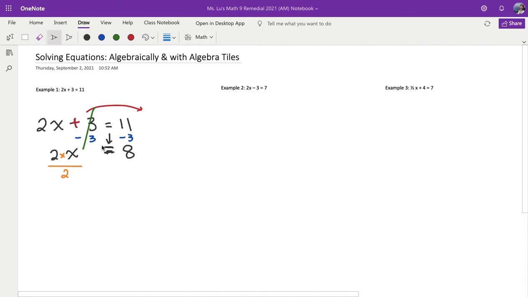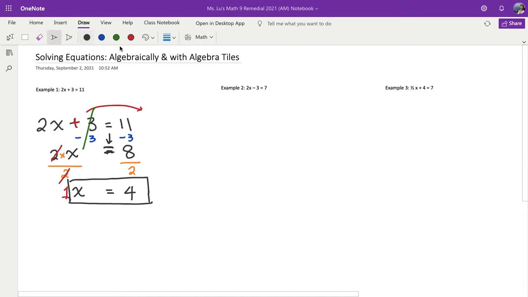Okay, so the opposite or the inverse of multiplication is dividing. Just like the inverse of addition is subtraction, we do dividing by 2 on both sides, which is just going to be x equals 4. Now, how did I get x? Well, 2 divided by 2 is simply 1. And so you can write a 1 in front of that, but you don't have to. So your final answer is just going to be x equals 4.